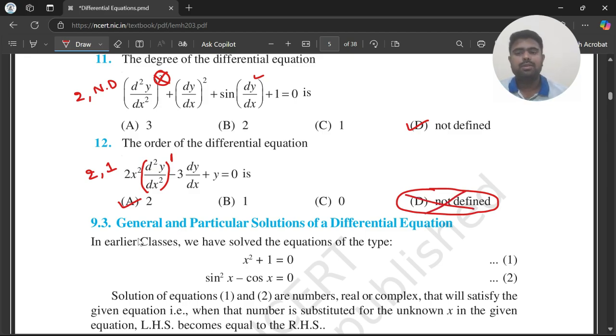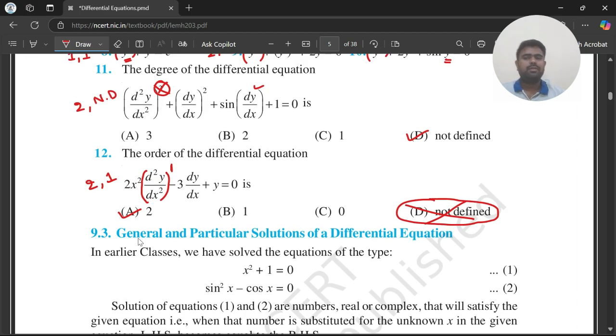Fine, so this is all about this lecture. Go through the definition of differential equations, order and degree, and solve all these problems once again. In the next lecture we will start with general and particular solutions of a differential equation.